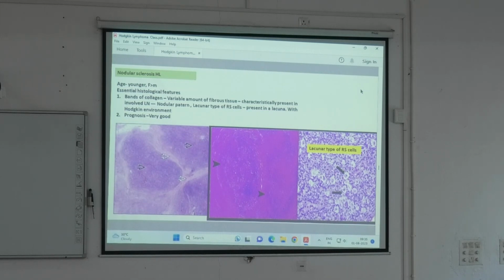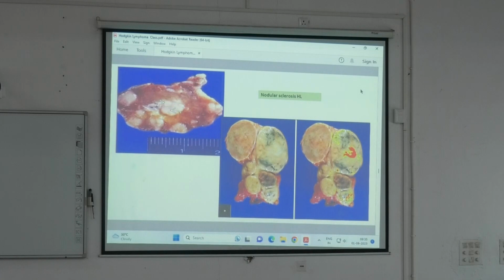It is the empty space. Why is this empty? Because due to the processing, the cell shrinks and falls into an empty space, the lacunar space. That's why the cell is called a lacunar cell. The RS variant here is the lacunar type. So the characteristic cell of nodular sclerosis is the lacunar cell. It usually occurs in the younger age group and has a very good prognosis. See the nodule-like appearance due to the fibrocollagenous bands, producing a nodular pattern.